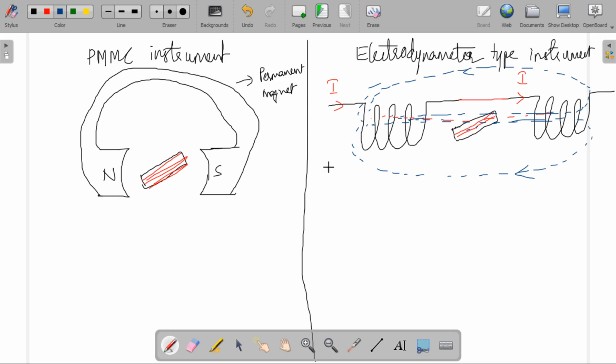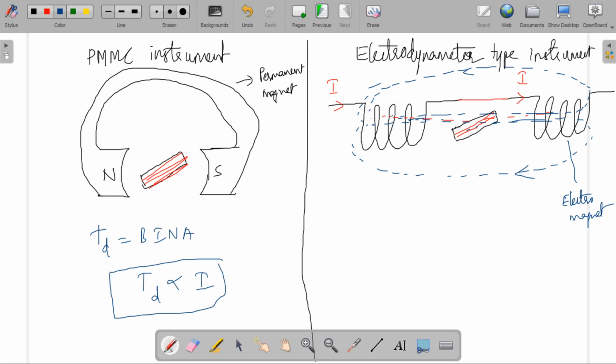The only difference between these two instruments is that here we use a permanent magnet, and here we use an electromagnet. Here the deflecting torque TD is directly proportional to the current. This is the current which is flowing through this moving coil. Let I be the current flowing through this moving coil.